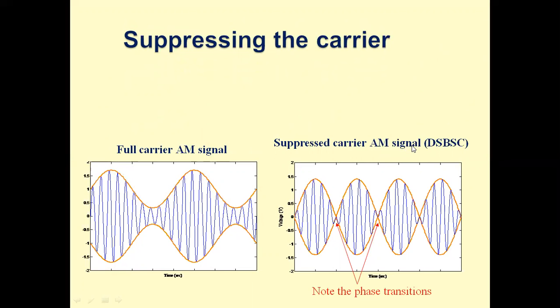Whereas in suppressed carrier modulation scheme, we are getting phase transitions at the zero crossings of the message signal. This is the waveform of suppressed carrier modulation scheme, that is a double sideband suppressed carrier. If you observe the time domain signal for it, at the zero crossings of the message, like here, this is the zero crossing, this is the zero crossing, this is also the zero crossing. At the zero crossing of the message signal, the carrier is undergoing phase transition.